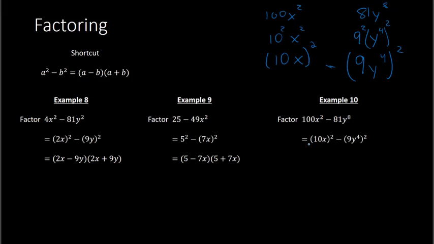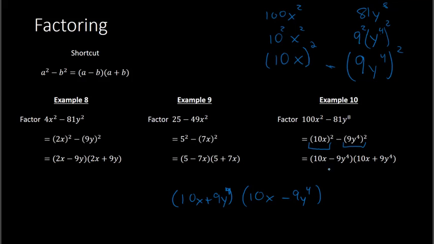So from here to factor, I take that and this. And then I can factor that out. So we're going to have 10x go at the beginning of both parentheses, and then 9y to the 4th at the end of both parentheses. So that's a 4 right there. And then one's plus, one's minus. So we have as our final answer (10x minus 9y to the 4th) times (10x plus 9y to the 4th power).